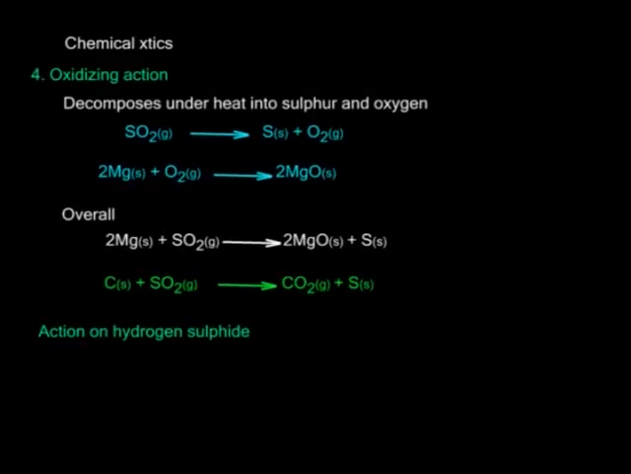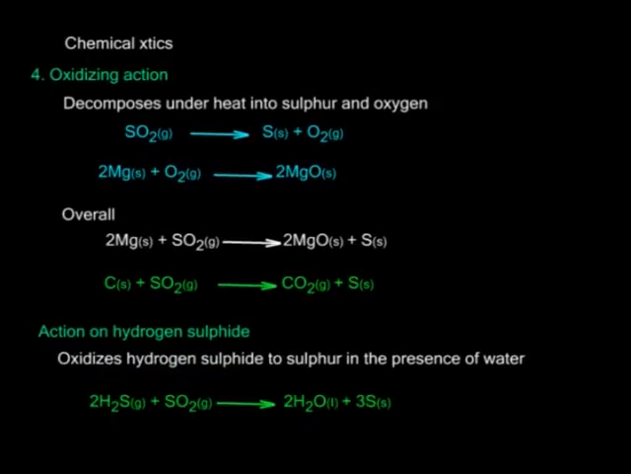When a jar of hydrogen sulfide gas is inverted over a jar of sulfur 4 oxide gas containing a little water, a yellow deposit of sulfur is formed on the sides of the gas jars. In this reaction, sulfur 4 oxide is reduced to sulfur, while hydrogen sulfide is oxidized to sulfur as well. Both sulfur 4 oxide and hydrogen sulfide are reducing agents. However, hydrogen sulfide is a stronger reducing agent. No reaction will take place when the jar containing sulfur 4 oxide is completely dry.